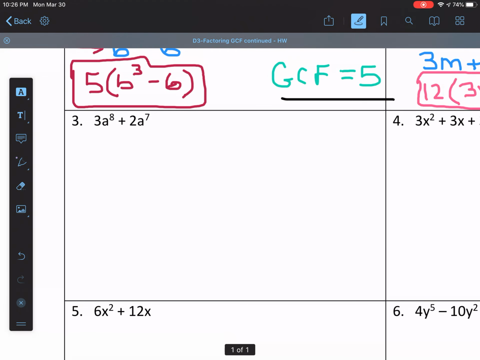Now on number 3, we're going to have variables as a part of our greatest common factor. If you think about first, let's just talk about the factors of 3 and 2. So our factors of 3 are 1 and 3, and the factors of 2 are 1 and 2. So the only number that these two have in common is 1. So we don't really worry about the greatest common factor with the numbers if the only thing they have in common is 1. So that's just not really a part of the greatest common factor. But we do have the variables. We have a to the 8th and a to the 7th.